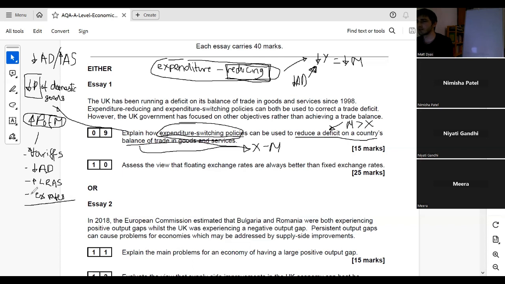Don't really need exchange rate policies because we've got so many other options. Tariffs would be nice. You guys haven't done the tariff diagram yet. Don't need it. We've got so many options for this question. Any contractionary demand side policy, any supply side policy. This is a second year paper, but a first year student with a couple of definitions should be able to score really well here.